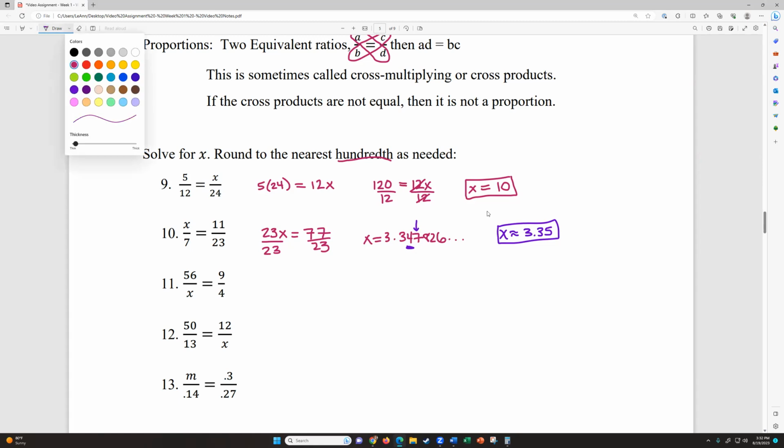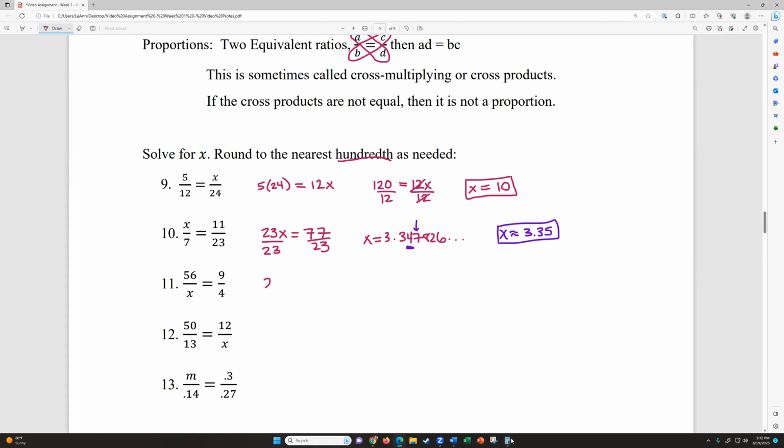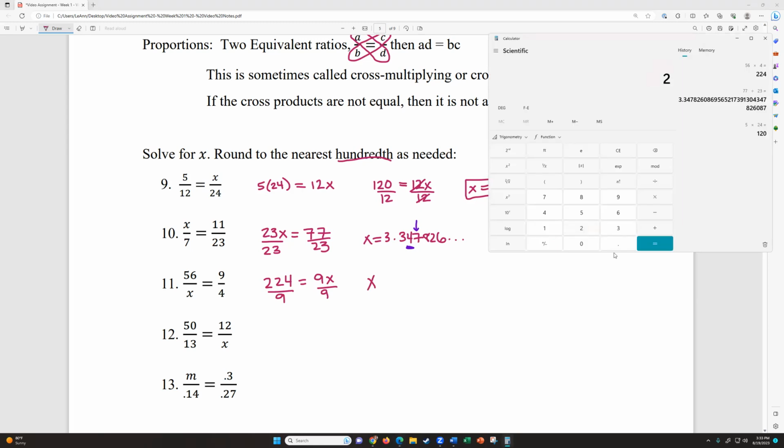We have 56 times 4. Don't know that off the top of my head. So 56 times 4 is 224, equal to 9 times x, which is 9x. Need to divide both sides by 9 to get the x by itself. So we're going to be looking at our calculator and doing 224, which I already had there, divided by 9. And that is 24 point, it's 8 repeating.